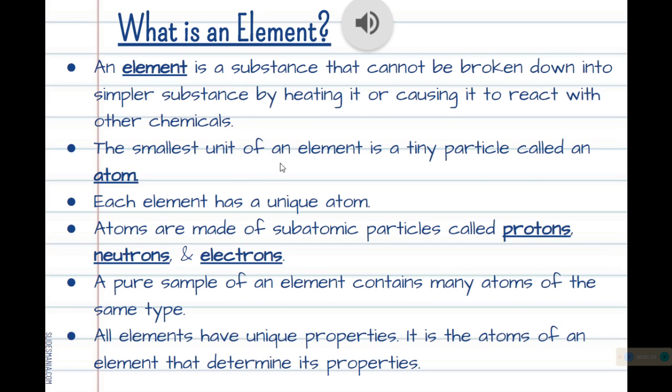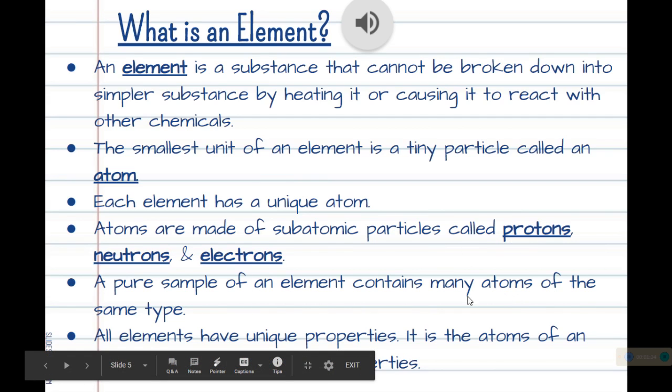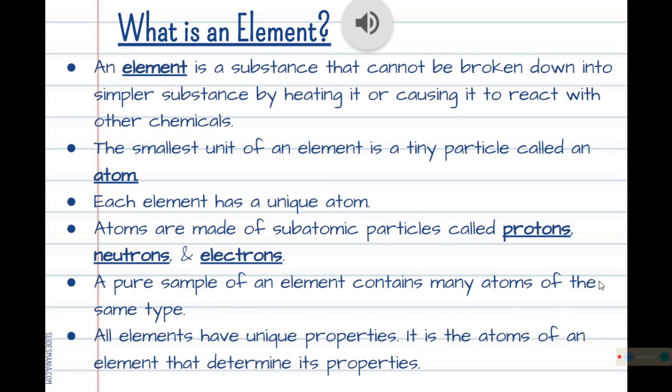The smallest unit of that element is an atom. And atoms are made of three things: protons, neutrons, and electrons. Remember, protons start with a P, they are positive. So the pure sample of an element may contain many atoms of the same type, but all elements have unique properties. It's the atoms of an element that determine the property.